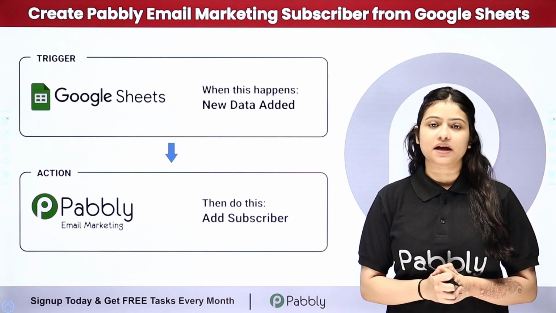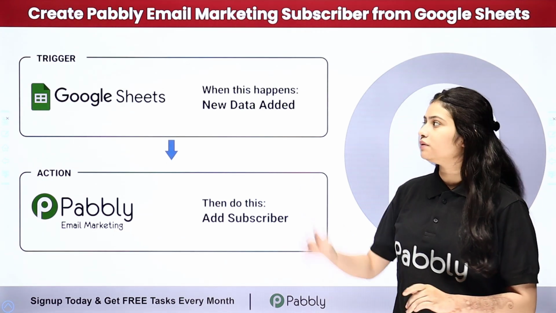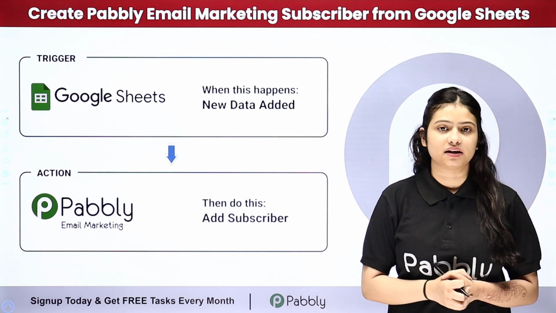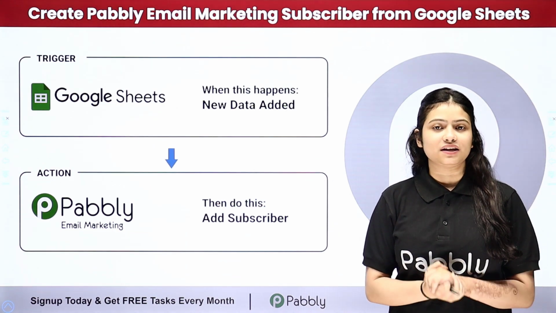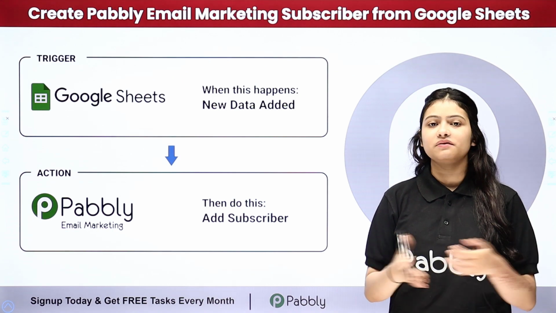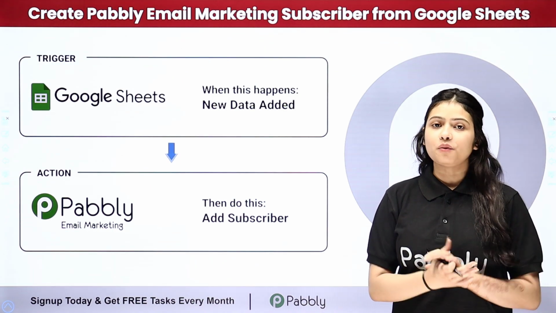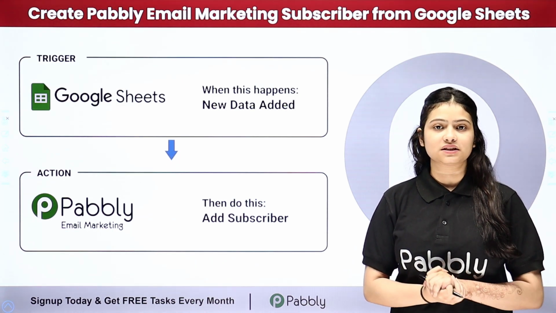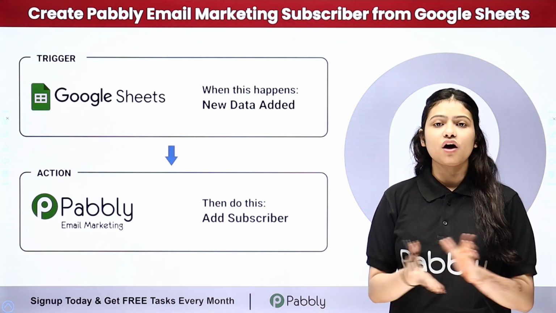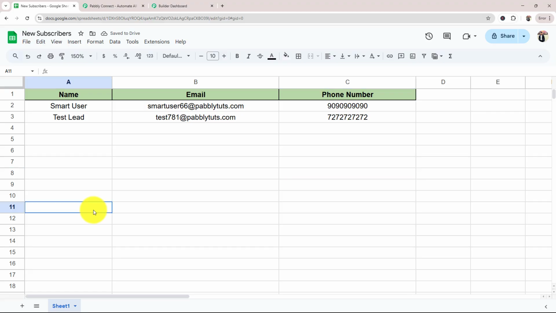Now, to automate this entire process, I will have to set up the connection between Google Sheets and Pabbly Email Marketing, and that I am going to do without any coding and any programming skills, simply with the help of Pabbly Connect. So for your business, if you also want to create this amazing automation step by step, for that you have to come towards my screen. Welcome to my screen everyone.